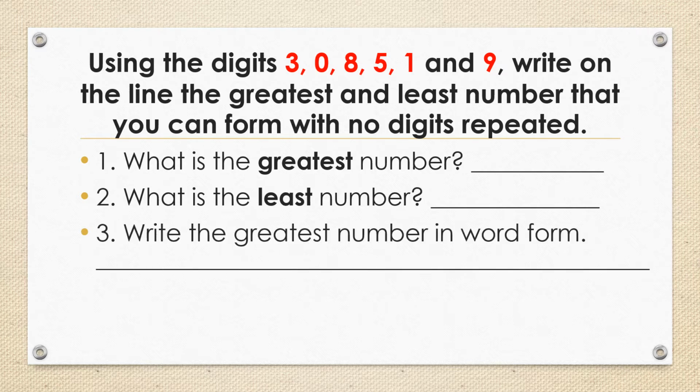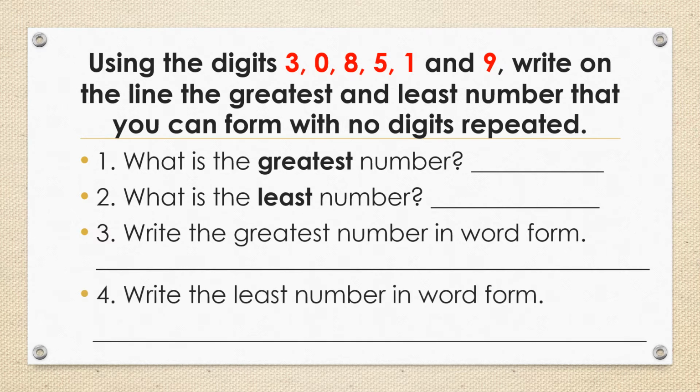For number 3, write the greatest number in word form. Meaning, your answer in number 1, just write it in word form. And then number 4, write the least number in word form. Meaning, your answer in number 2, just write it in word form.